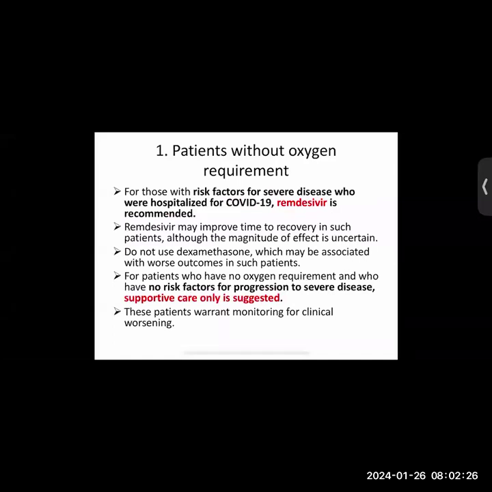So for those that do not require oxygen therapy and they have risk factors for severe disease and require hospitalization, remdesivir is recommended. And this helps to improve time to recovery in some patients. But they said at this stage, one does not need low dose dexamethasone, because at this stage, low dose dexamethasone is associated with a worse outcome in them.